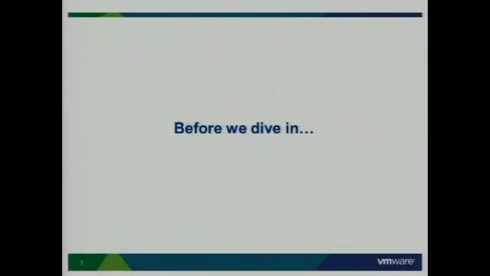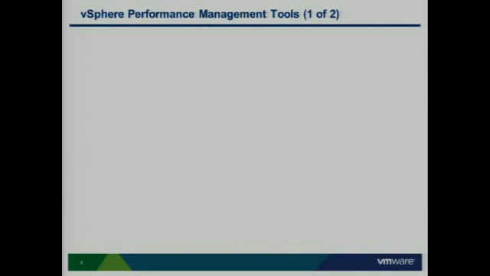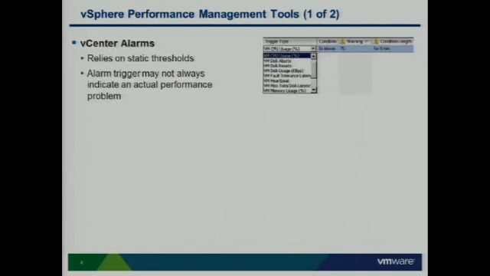So before we go deep dive into esxtop, I actually want to talk about a few other performance management tools that we have, just to give you a bird's eye view of what all things are there apart from esxtop. The first thing is a very basic tool. It's vCenter alarms. It basically relies on static thresholds. Like, for instance, you can say, throw me an alarm if CPU usage exceeds 70% or 80%. Then it sends you an alert, and you get notified.